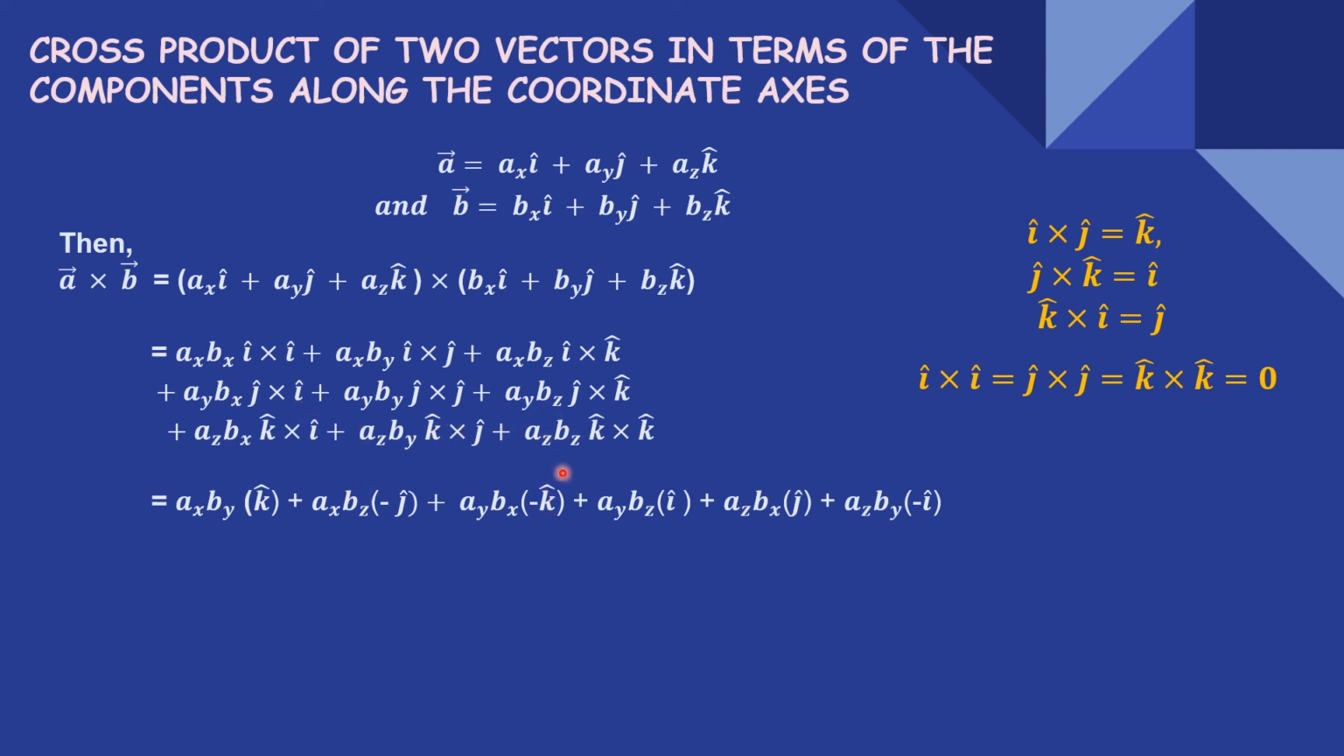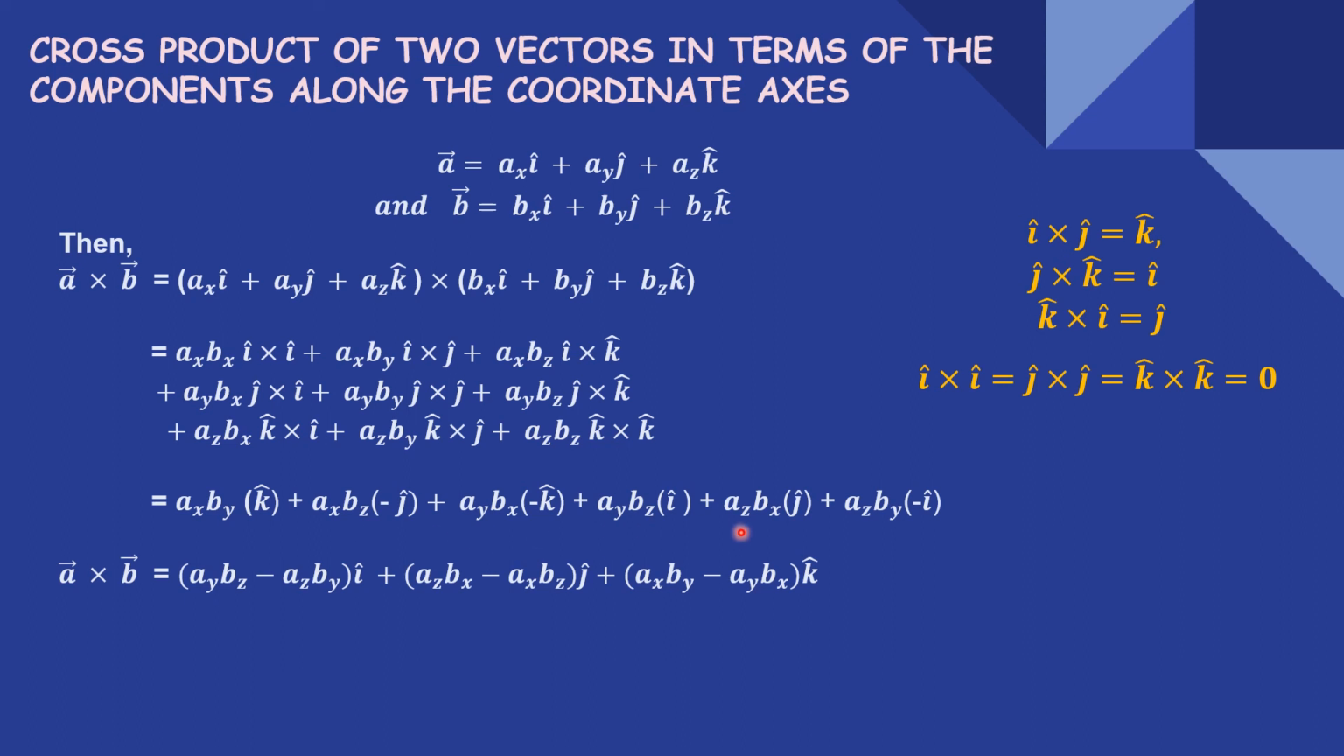And the fourth term is ay bz, which contains j cross k. So here j cross k is equal to i caret. So j cross k is equal to i. So in the fifth term, which contains az bx, it is k cross i. As we know, k cross i is equal to j. So in place of k cross i, we put here j. Now the third term, az by, has k cross j. Here j cross k is equal to i, so simply k cross j is equal to minus i. So this is the simple phenomenon.